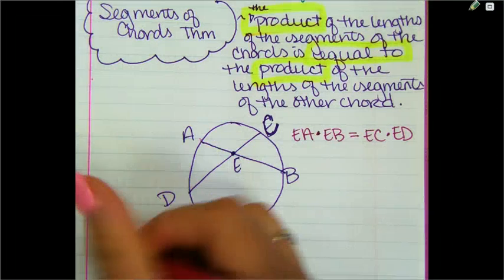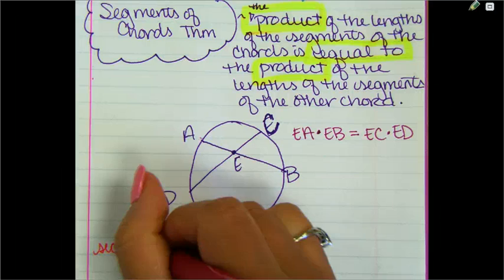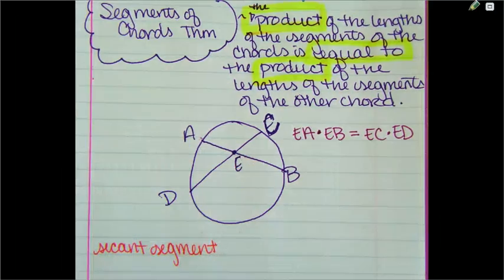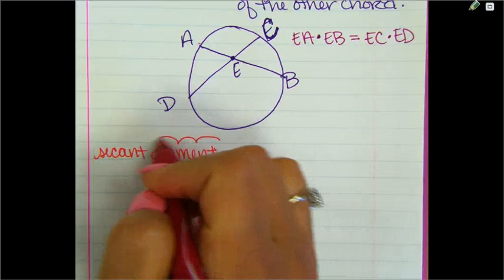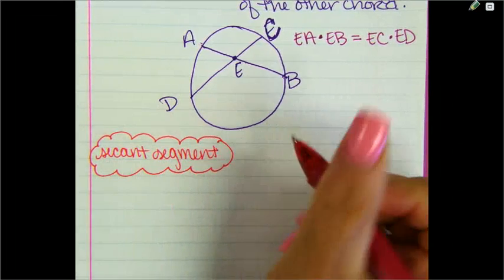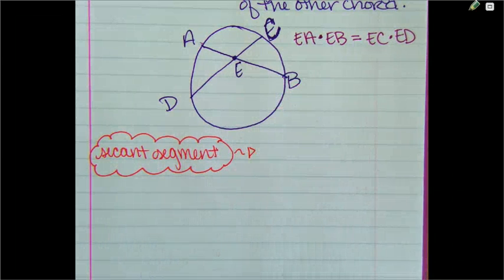Secant segment. What's a secant? How do you know you have a secant? How many times does it go through a circle? Twice. Secant segment. What does it mean to be a segment? Does it keep going? Does it have an arrow? No. Is it a line? No. How many endpoints? 2.